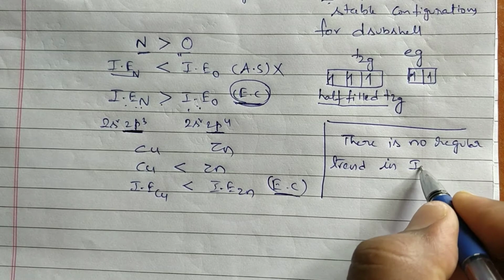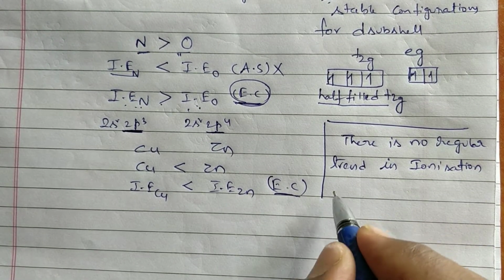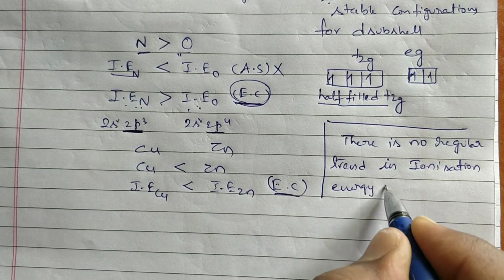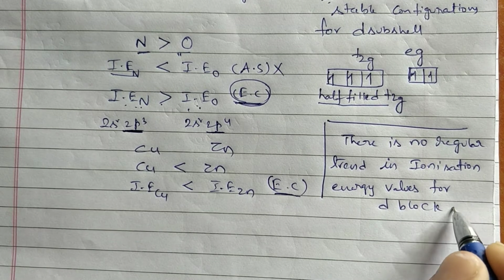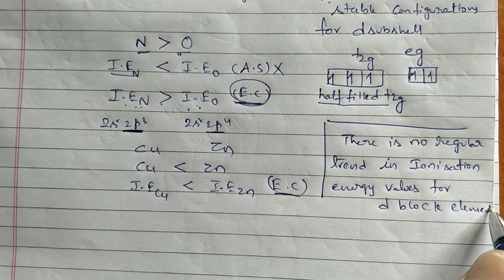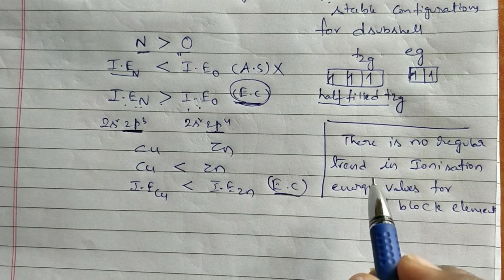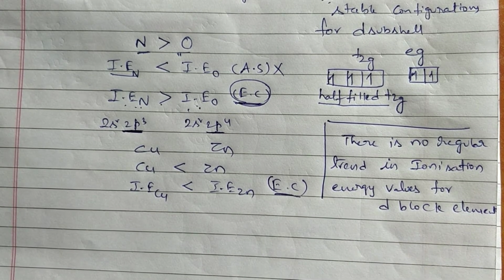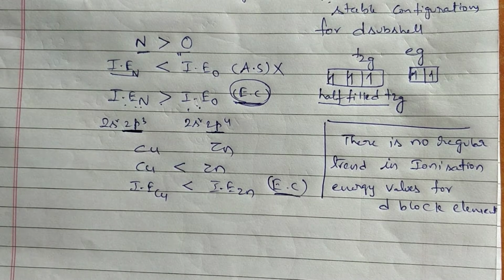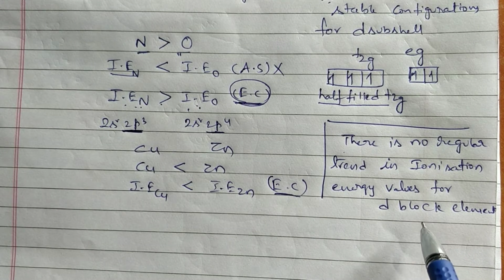In ionization energy values, there is no regular trend for d block elements. Somewhere it will increase, somewhere it will decrease, again it will increase and it will decrease. A regular trend means whether it will increase or decrease from left to right. Like that, one regular trend is not there for d block elements.